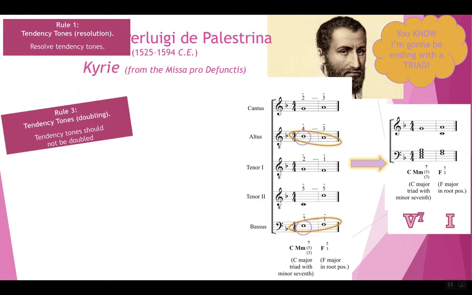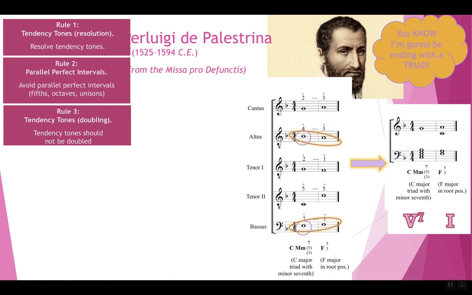Good job, number 3. Rule number 2, parallel perfect intervals. Has Palestrina avoided any parallel perfect intervals? Well, let's check. Now there's 5 voices, so we have to do this a lot. So from bass, we check with tenor. Both those guys are going up, but this is jumping up a lot. This is jumping up a little bit, so this is not parallel. This guy's going the opposite direction. This guy's going the opposite direction. This one's going up. So let's just check bass against cantus or soprano.